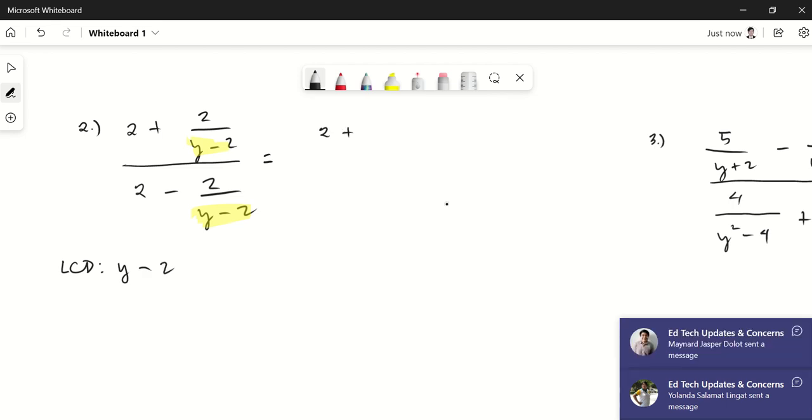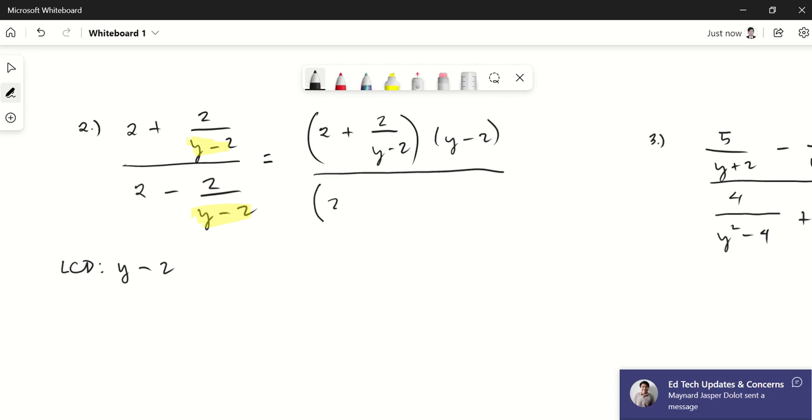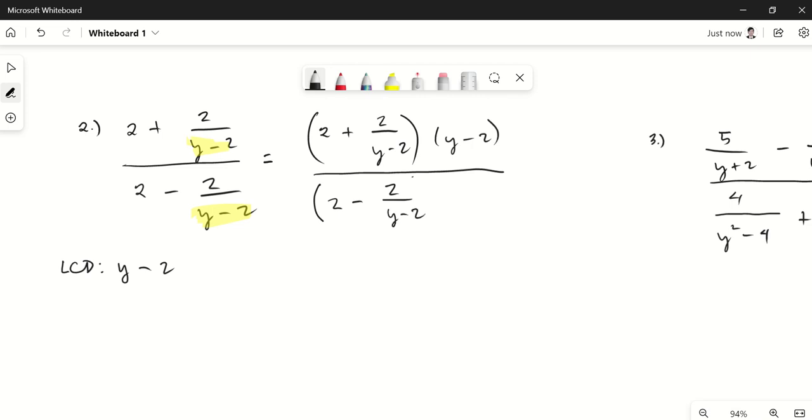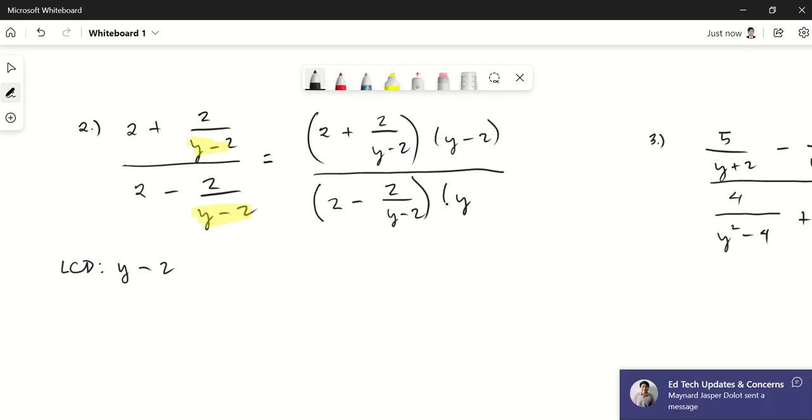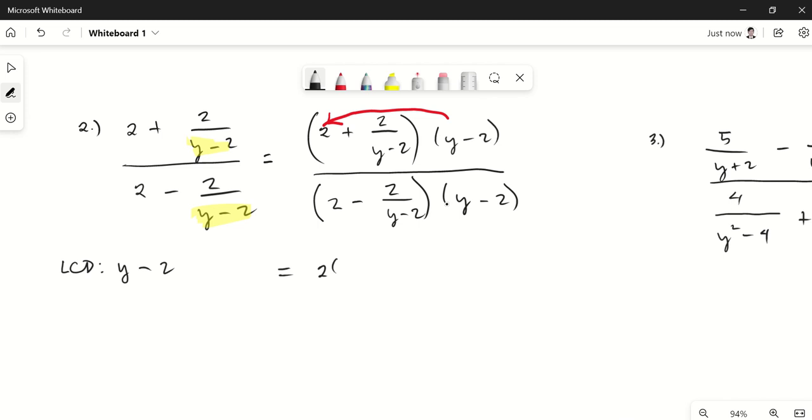So you need to enclose the numerator of the complex fraction with a parenthesis and multiply it with the LCD y minus 2. You have to do the same thing in the denominator, 2 minus 2 over y minus 2, and you need to multiply it as well with the LCD y minus 2. Similar process, you need to distribute the y minus 2 to each term of our binomial. y minus 2 must be multiplied to the 2. Let's not simplify that yet. So we just have to copy that.